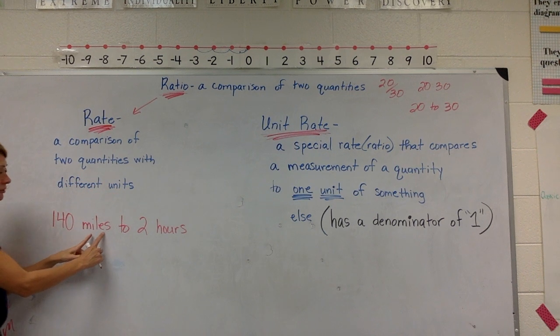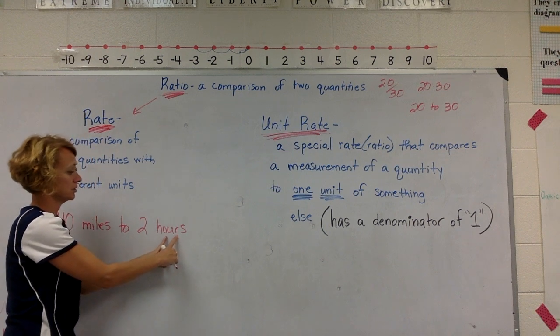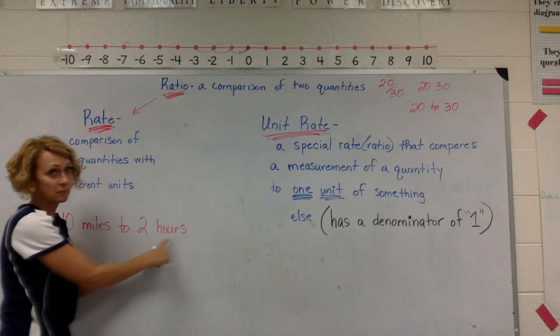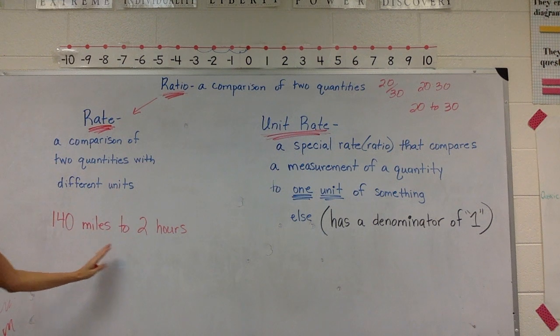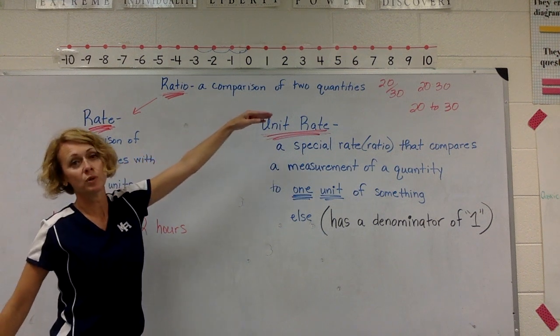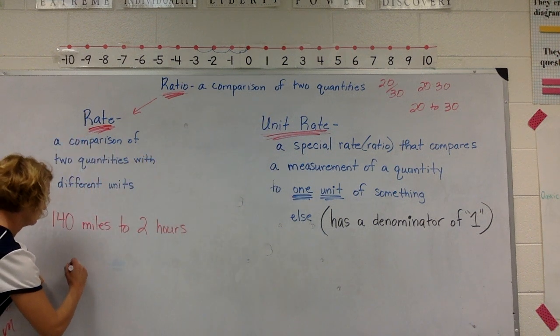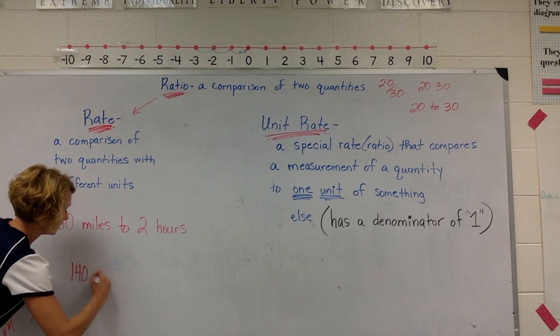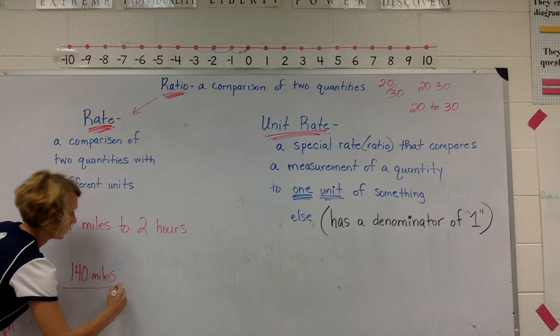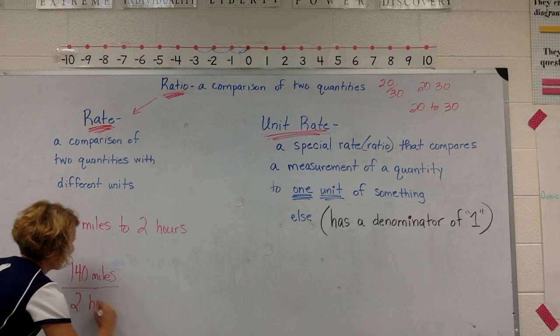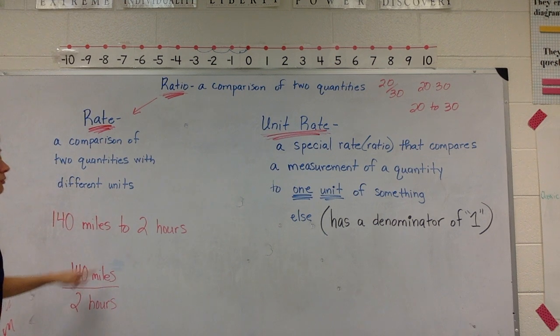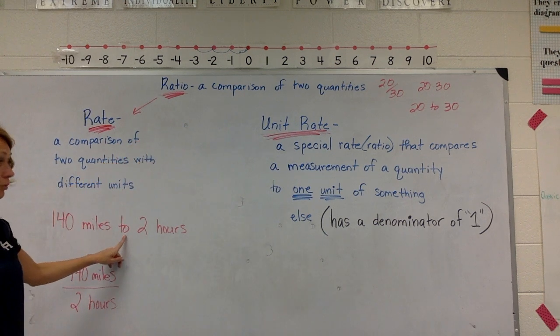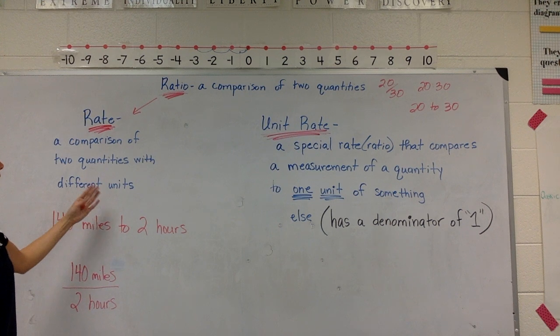And that's a comparison of two different numbers, but they have different units on them. Miles is a unit that measures distance. Hours is a unit that measures time. And again, with these rates, I could write them the same way that I write ratios. I could write it as 140 miles over 2 hours. I could write it with the colon. I could write it with the word to. A rate compares two quantities and they have different units.